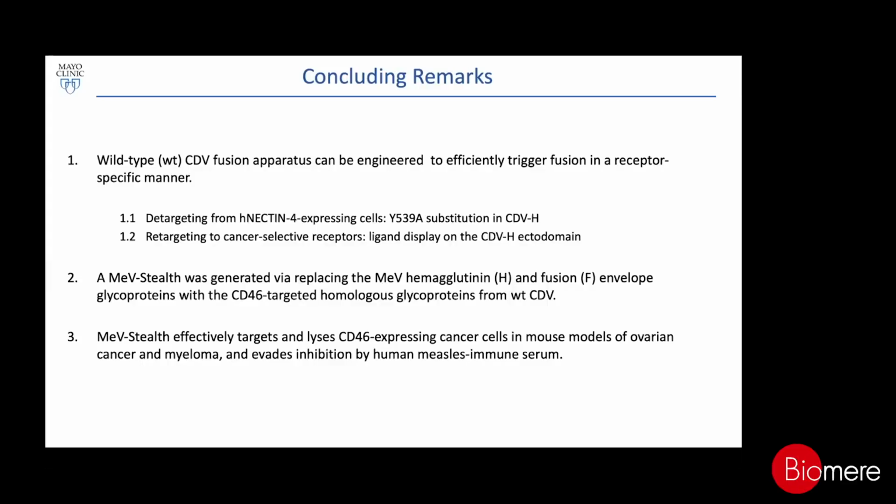We have generated measles virus stealth by replacing the measles virus hemagglutinin and fusion proteins with a CD46-targeted homologous glycoprotein from a wild-type canine distemper virus. Finally, measles virus stealth efficiently targets and lyses CD46 expressing cancer cells in mouse models of ovarian cancer and myeloma, and evades inhibition by human measles immune serum.